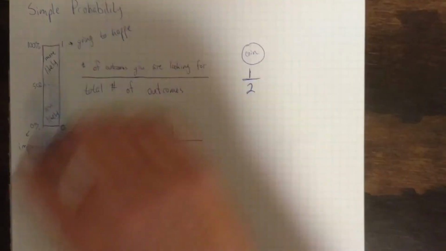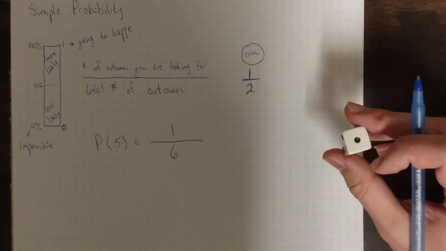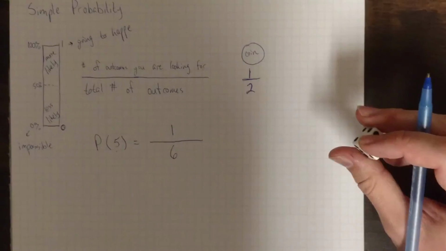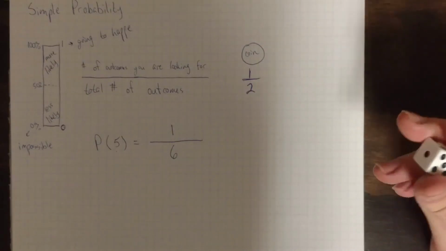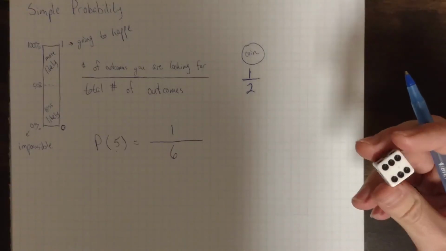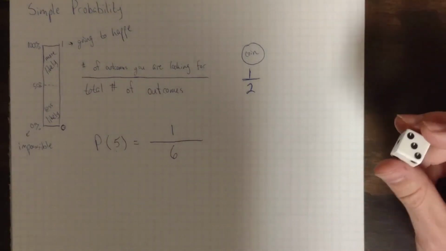And so these are just the basics of simple probability. We're going to keep digging into this more as we go through this unit. We're going to look at what happens with things that aren't chance, like what's the probability of shooting a free throw, and how can we find those types of things out.